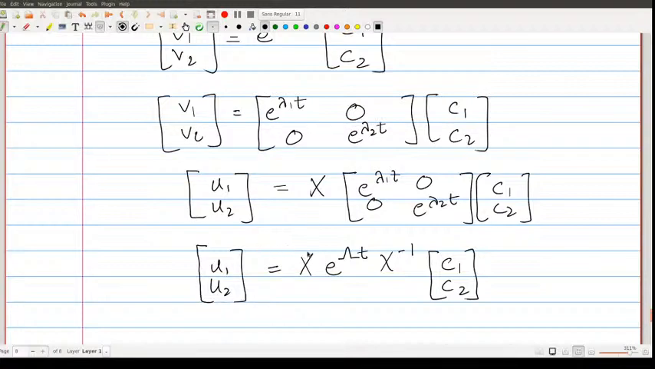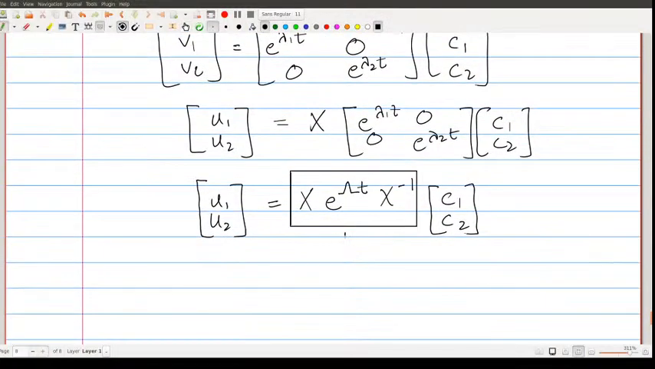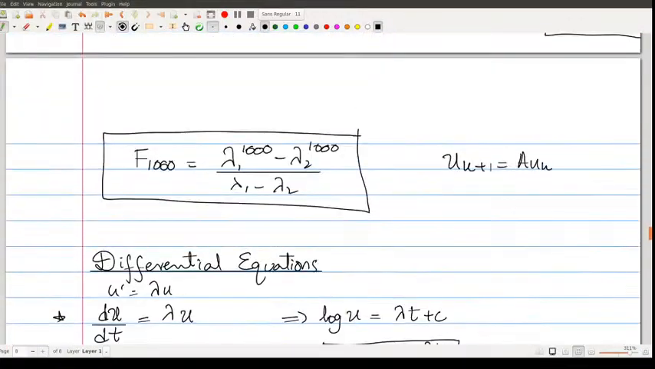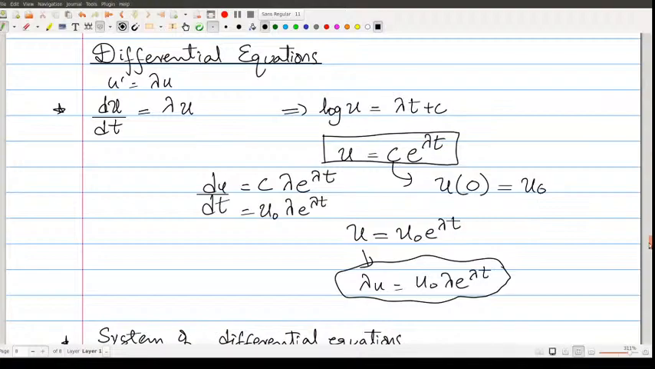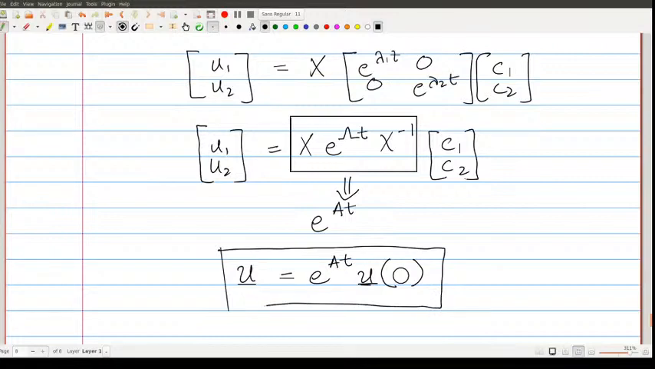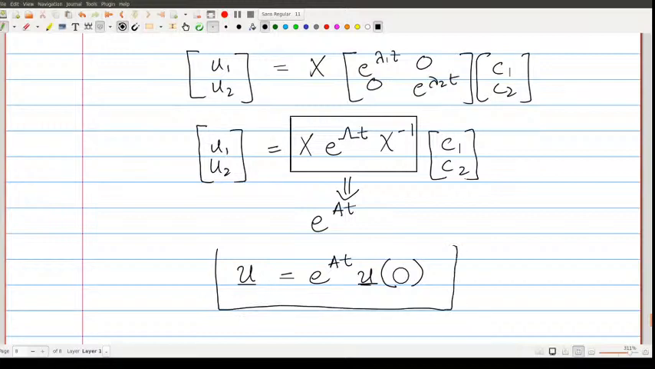Okay, and so we can write this thing. We actually call this the matrix exponential of A, right? We call this e to the At. So we can write this whole solution as the vector u equals e to the At, and we know where the c1, c2 comes from. The c1, c2 comes from the initial value of u, from u0, which means the value of the vector at time 0. So this is the solution of the system of differential equations written in matrix form, with this being the matrix exponential.